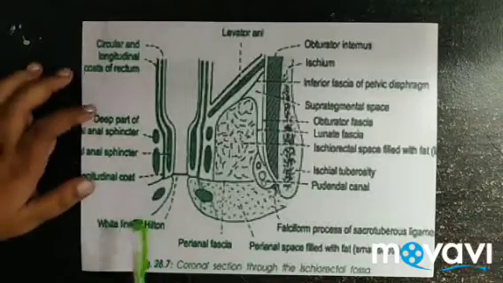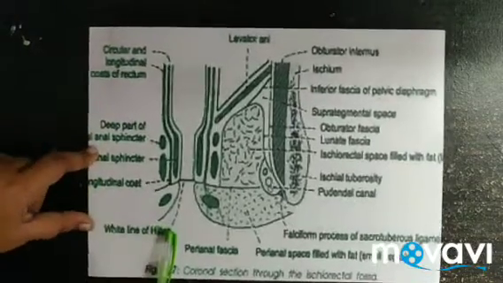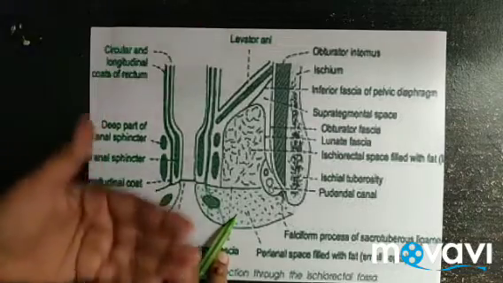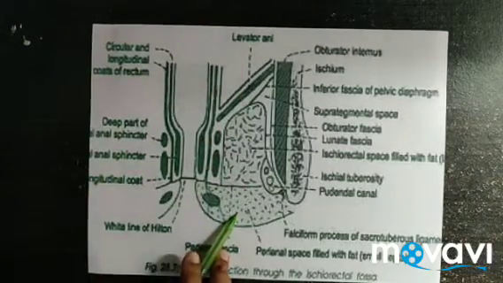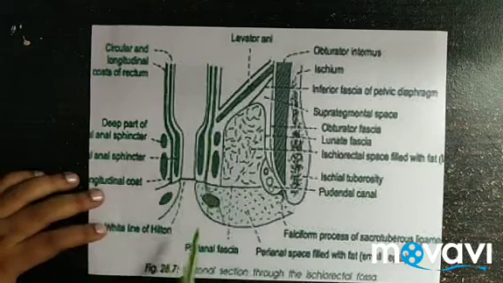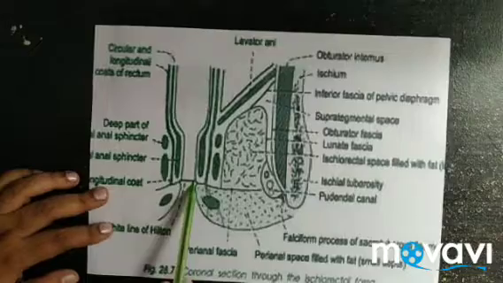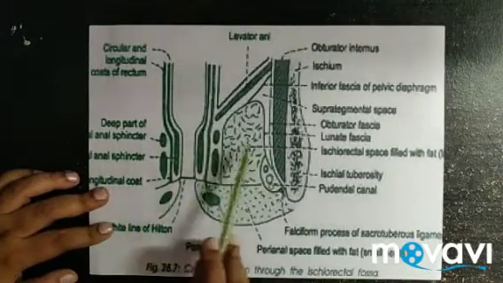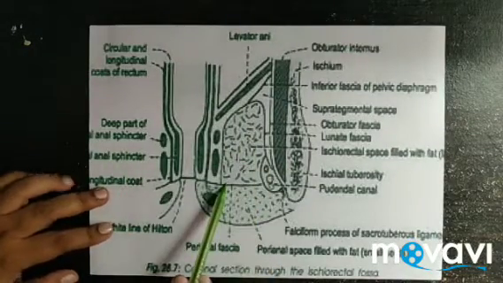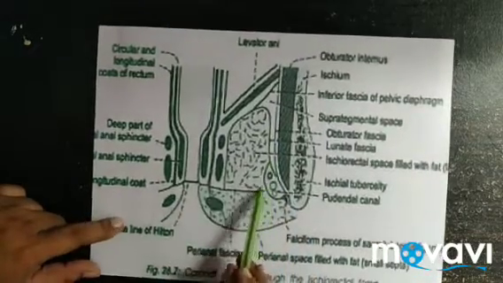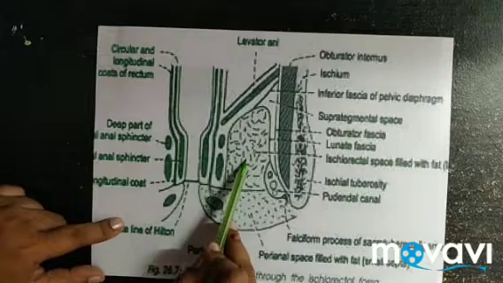Now this is a picture of the ischiorectal fossa which is given in your book. I think you will be able to understand this picture. This is a coronal section of the ischiorectal fossa. In the center you have the anal canal. On either side of the anal canal you have the ischiorectal fossa. It is a wedge-shaped structure and it is mostly fat-filled.